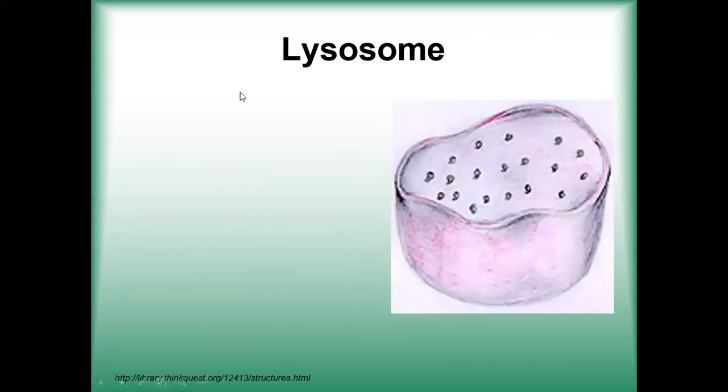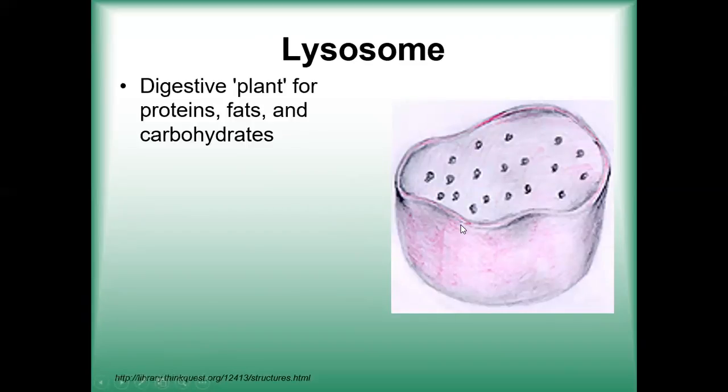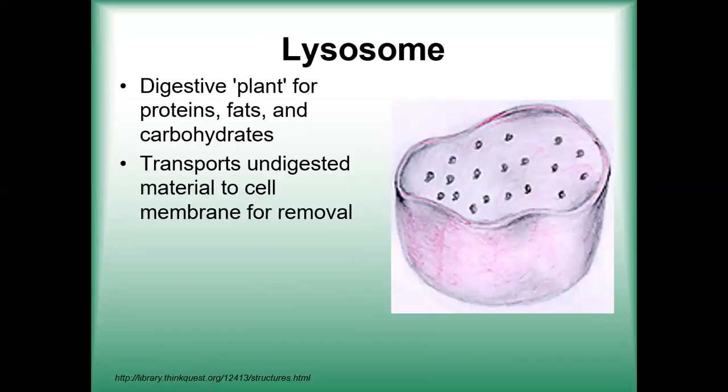Now, lysosome, I remember lysosome because it looks like Lysol is right in the middle of it. And Lysol cleans things. So what do these guys do? They clean up the cell. They're the digestive plant for proteins, fats, and carbohydrates. So they are kind of like the stomach. They take out everything, all the excess stuff, and they break it down. They transport the undigested material out of the cell, to the membrane for removal.